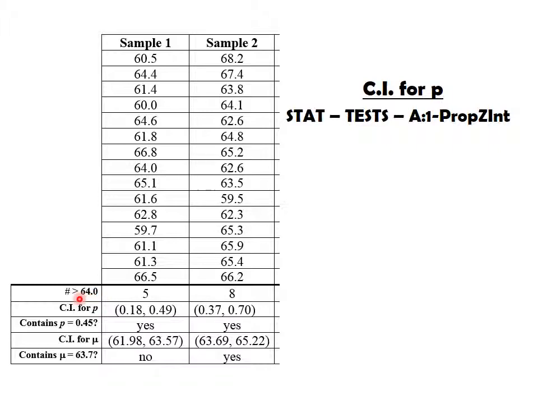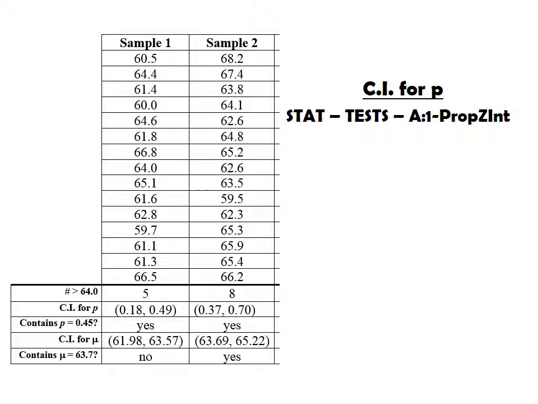Okay. The next thing that you're going to do is count the number of heights that are bigger than 64.0 inches. So for instance, in this first sample, if I just look down at this number here is bigger than 64. This number here is bigger than 64. This number is bigger than 64. Now this number is not bigger than 64, so I'm not going to count it. This number here is bigger than 64, and this number here is bigger than 64. So I have a total of 5 heights that are bigger than 64.0 inches.